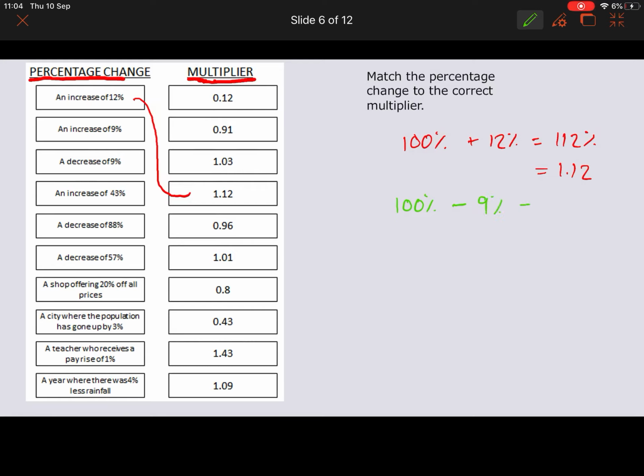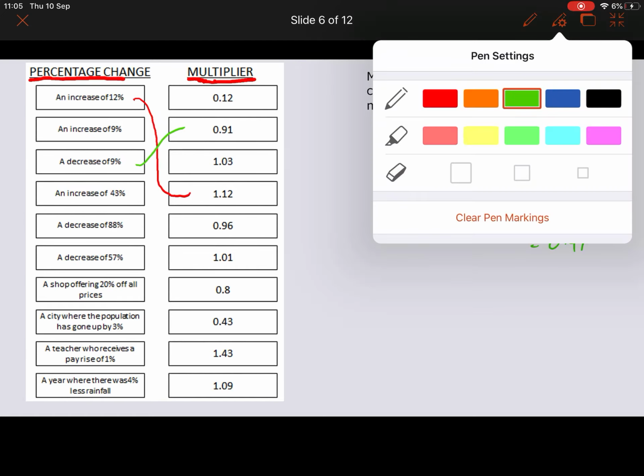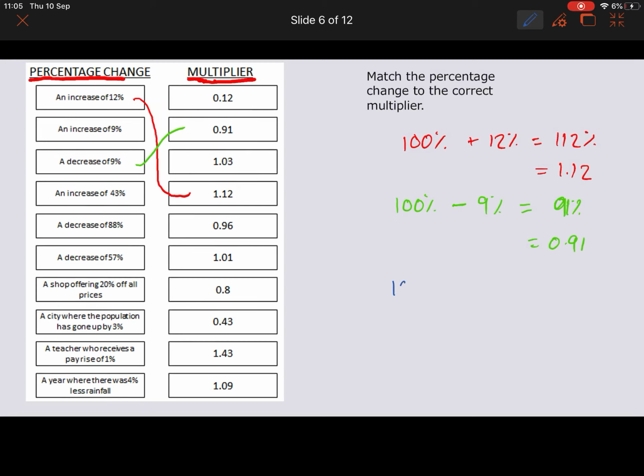Okay, let's do a decrease of 9%. So always start with 100%. Decrease by 9% means get lower. So we're going to get 91%, which is 0.91. So that one should have matched that one.